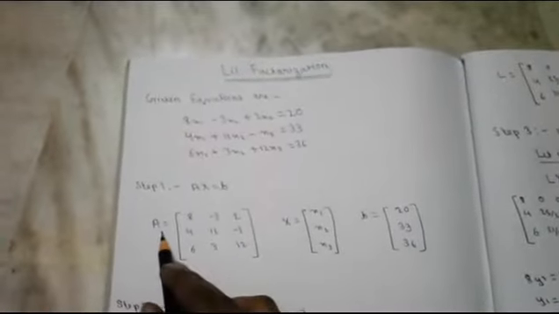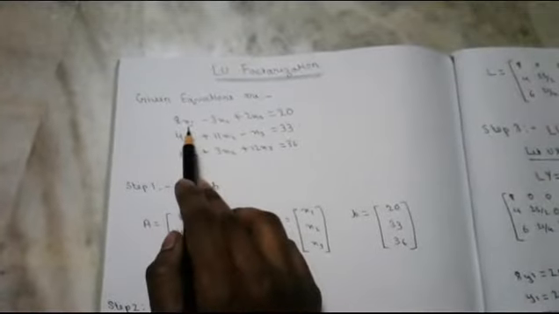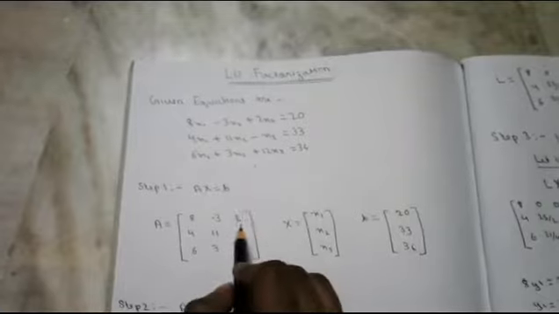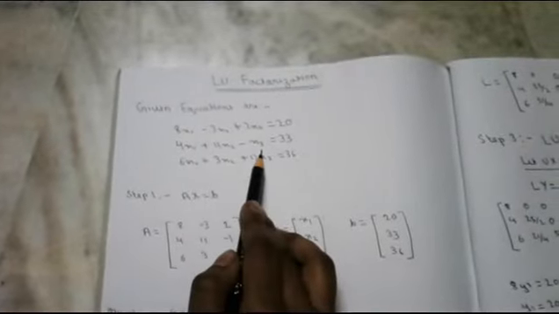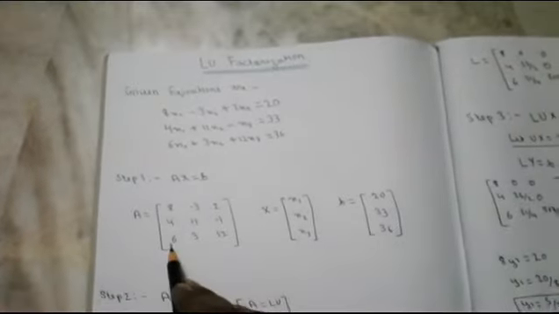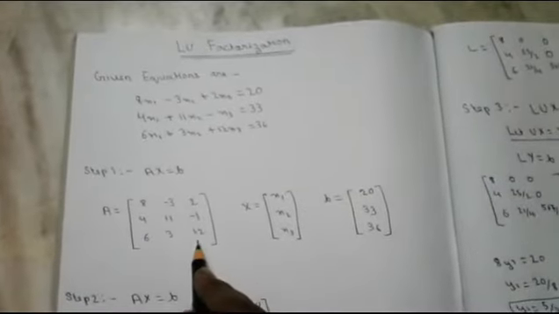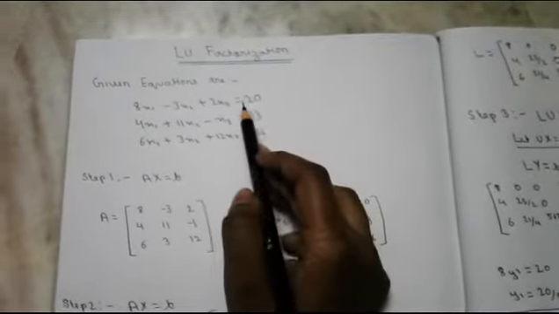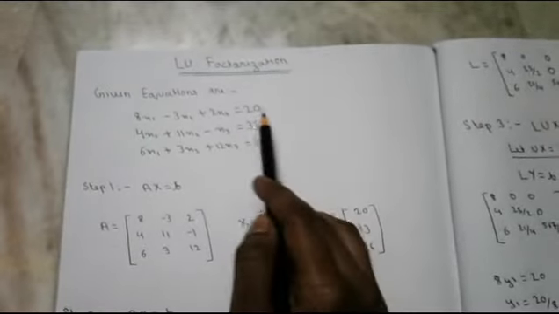For the A matrix, just write the coefficients of x1, x2 and x3, like 8, -3, 2. Similarly, for the second equation 4, 11, -1, and for the third equation 6, 3 and 12. Our x will be x1, x2 and x3, and our b will be 20, 33 and 36.